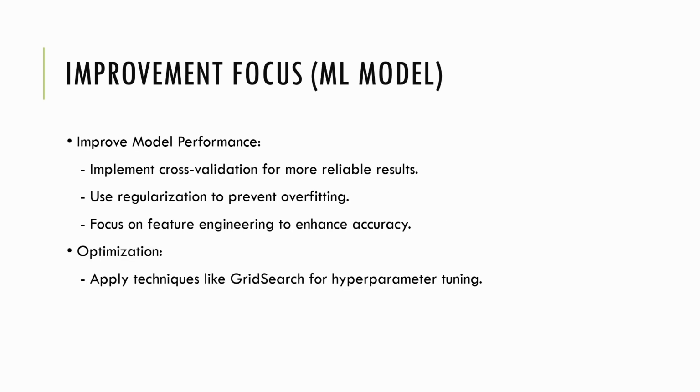Turning to the machine learning model, we aim to enhance its performance. This involves using cross-validation for more reliable results and regularization to avoid overfitting. Additionally, we will focus on feature engineering, which helps to improve the accuracy of the model. We will also experiment with hyperparameter optimization using techniques like grid search.